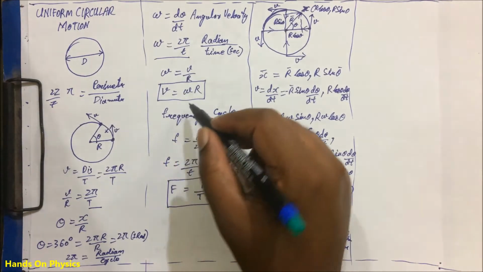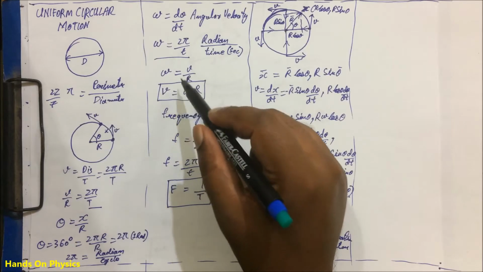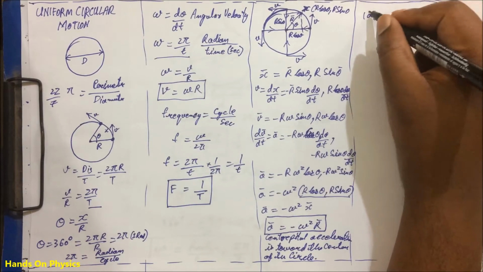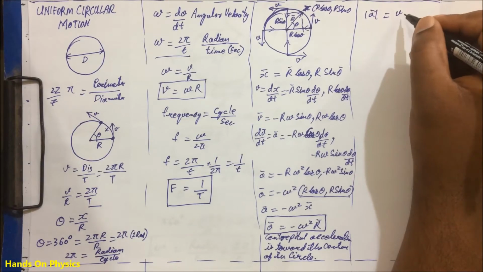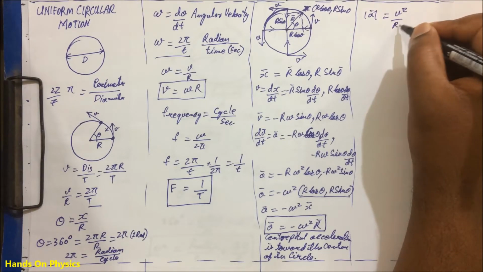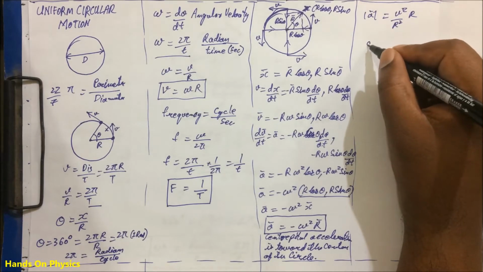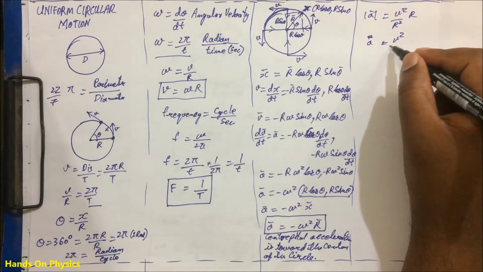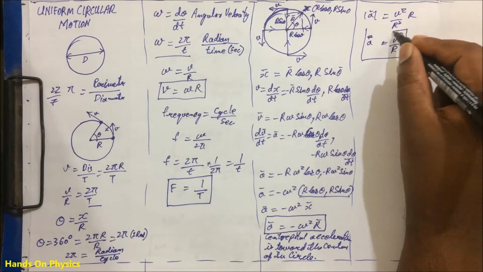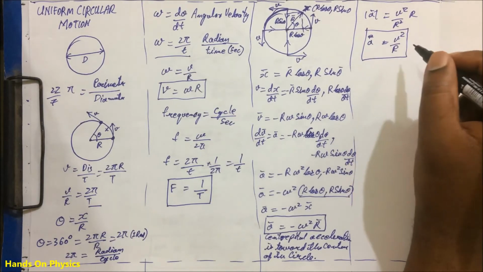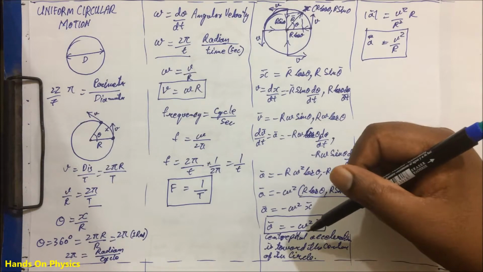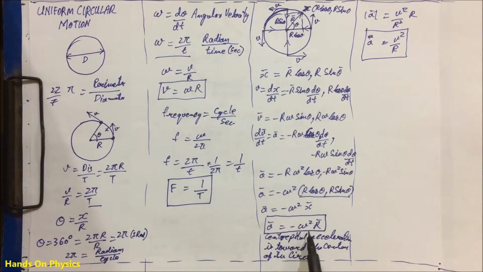Also, we know that omega is v by r, so we can write the magnitude of acceleration as v square by r square multiplied by r, or acceleration is v square by r. This is how centripetal acceleration is related to the particle velocity, and above it is shown how it is related to the angular velocity.